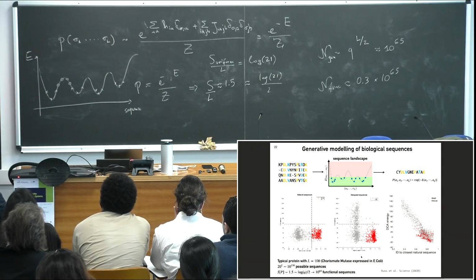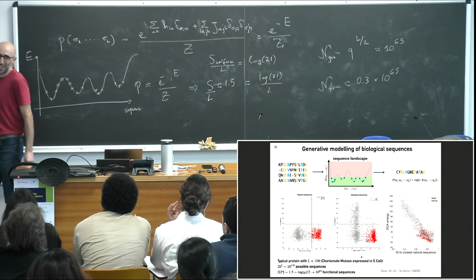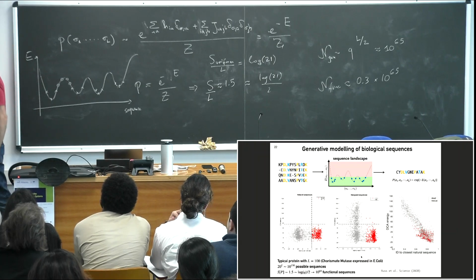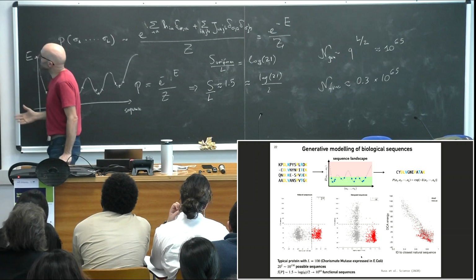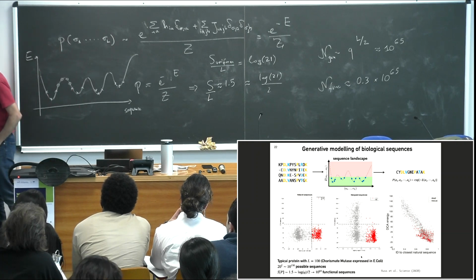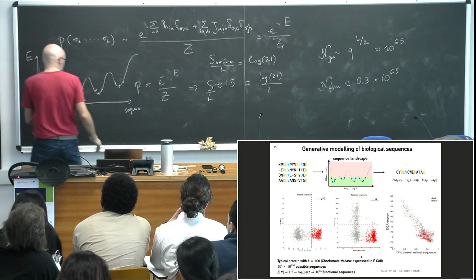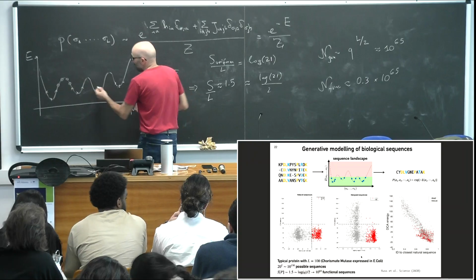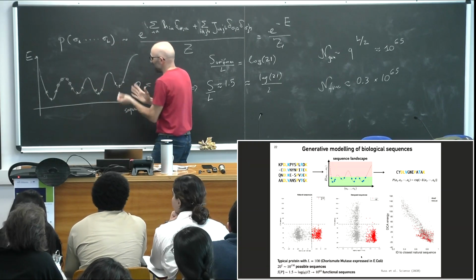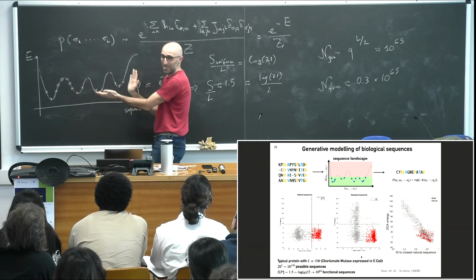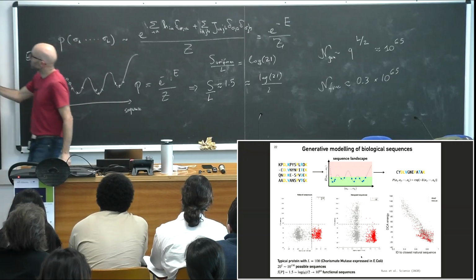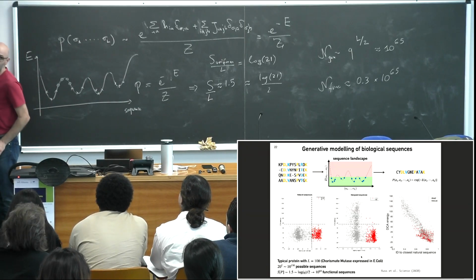And the more you go up in energy, the more unlikely it is that your sequences work. So the red dots are the ones that work, and the gray dots are the ones that don't work. But you see that these wells are flat enough here. My drawing is not very good. They're flat. So you can go up to 40% mutations away from the closest natural.